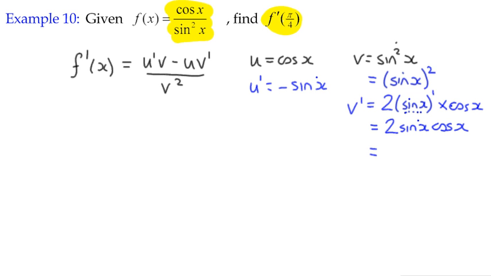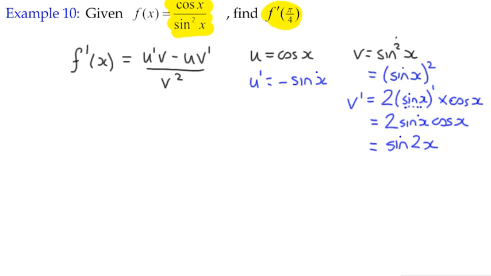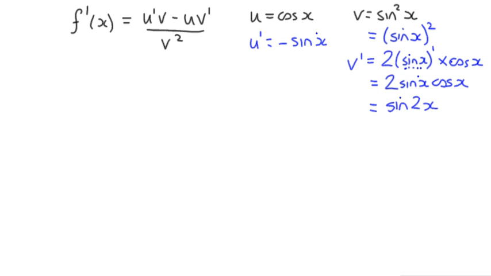If you remember back to previous maths courses, you will probably remember that 2 sine x cos x is another way of writing the double angle formula, sine 2x. That's probably the shortest way to express the derivative. So we take these into the quotient rule.